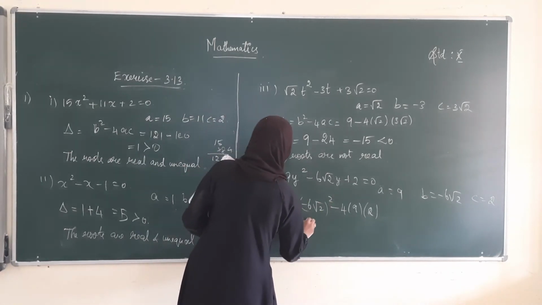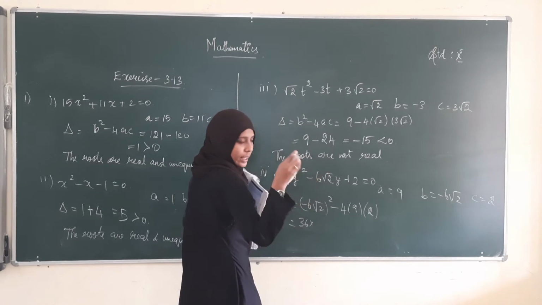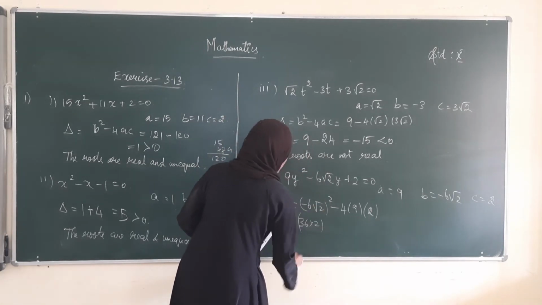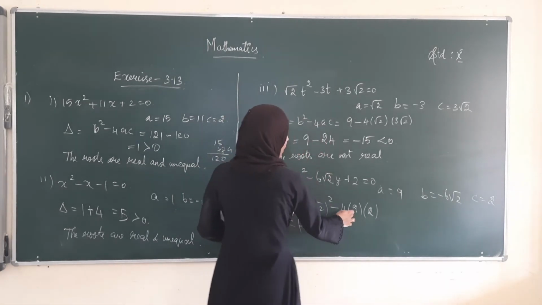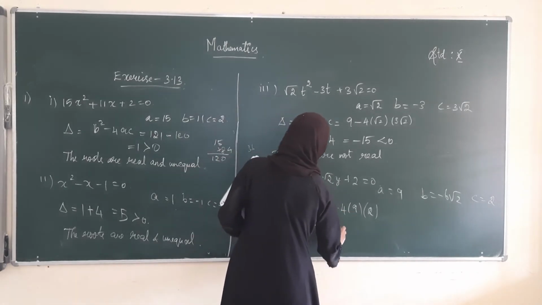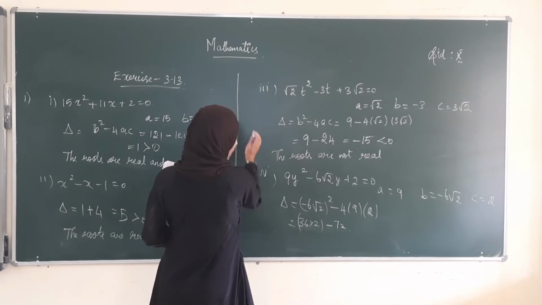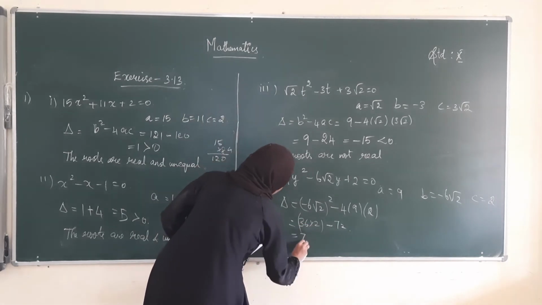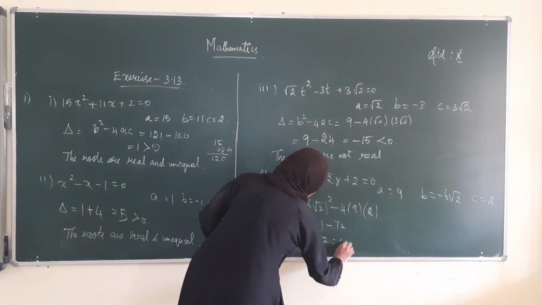6 6 is 36 into root 2, the whole square is 2. Minus, okay, 9 4 is 36. 36 into 2 is 72. Again here also 36 into 2 is 72. 72 minus 72 is 0.